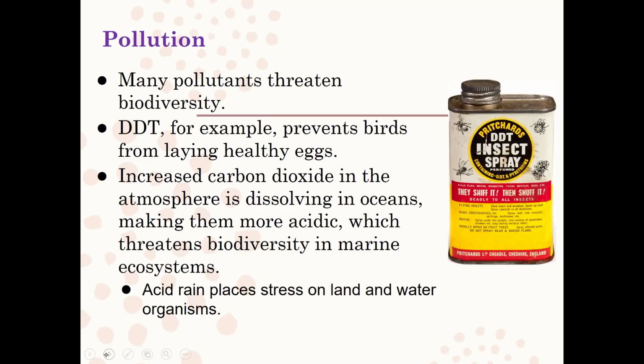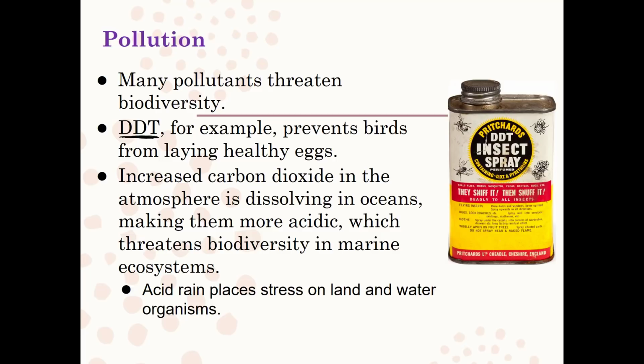Pollution. So we know pollution isn't good. We know that it can hurt organisms. Many pollutants can actually threaten biodiversity by killing off some of the organisms. A perfect example is an insect spray that was used back in the day. It was called DDT. It was used as an insect spray.